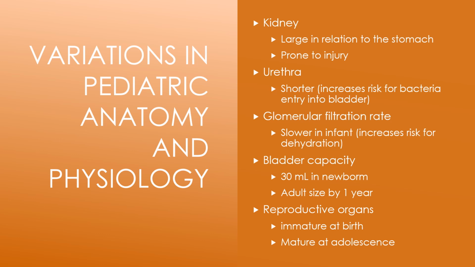Glomerular filtration rate is much slower in infants, meaning we're pushing out more fluid quicker without filtering it, which puts them at risk for dehydration. The bladder capacity is very small in the infant, but it reaches adult size by age 1. And then the reproductive organs are immature at birth, and they mature during adolescence. Increased androgen, testosterone, and estrogen help with these organs to mature.